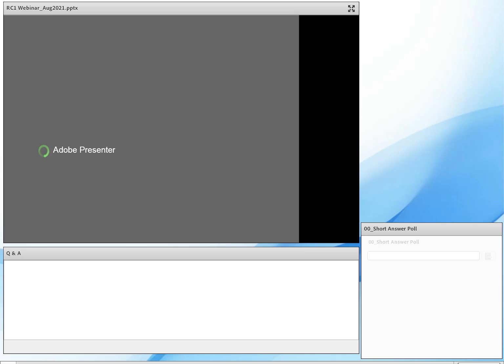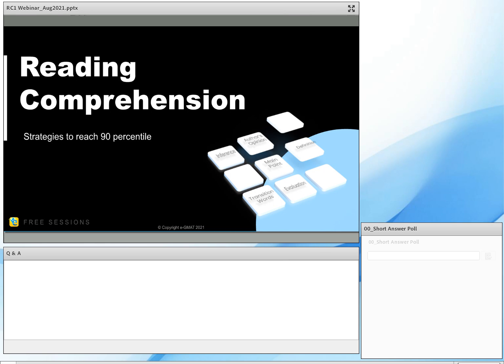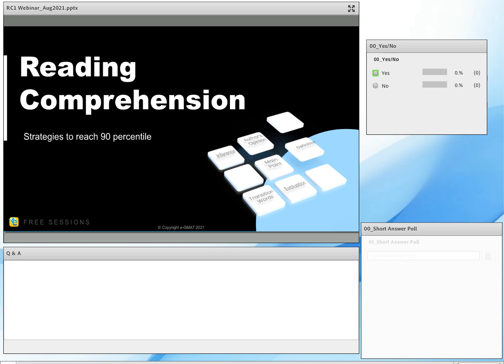With that, let's move to the main presentation. I'm going to give this a second because it typically takes some time for it to load for everybody. So let me just clear all answers and let's bring this poll. If you guys can see the presentation, it should read reading comprehension. It's a black colored slide. If it's visible for you, click on yes.